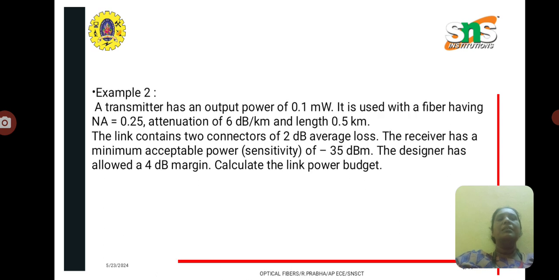Similarly, in the second example, it is given that a transmitter has an output power of 0.1 milliwatts. It is used with a fiber having a numerical aperture of 0.25 and attenuation alpha of 6 decibels per kilometer and length 0.5 kilometer. The link contains two connectors of 2 decibels average loss. The receiver has a minimum acceptable power of minus 35 dBm. The designer has allowed a 4 dB margin. We can calculate the link power budget.